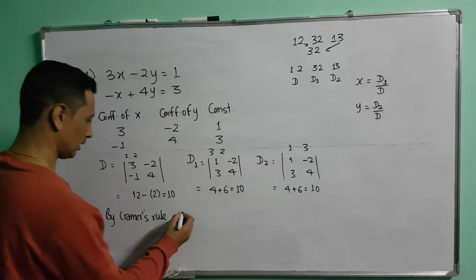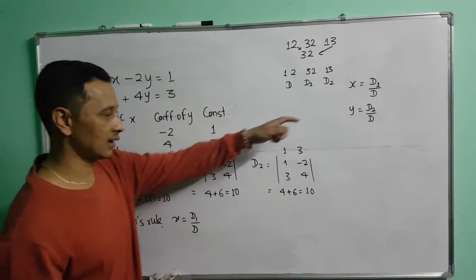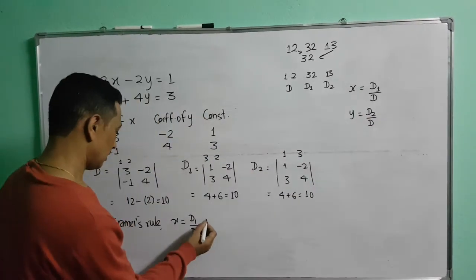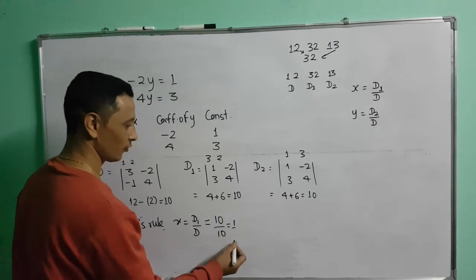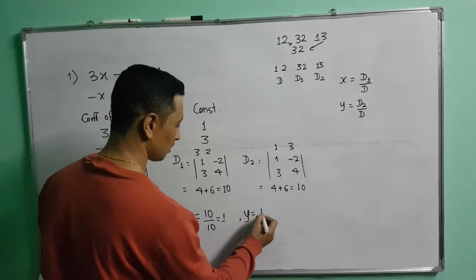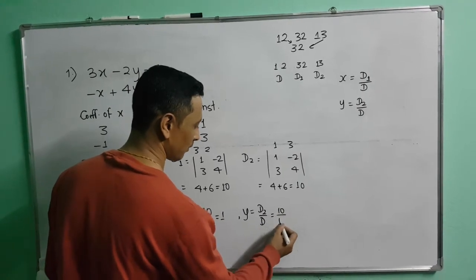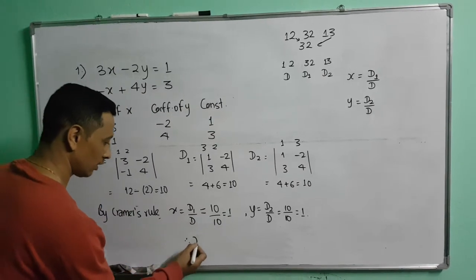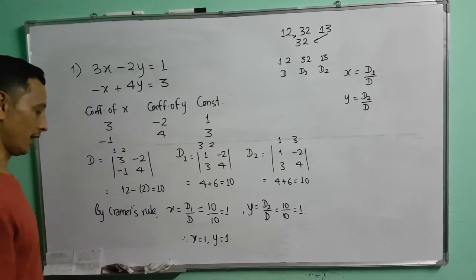Now by Cramer's rule, x equals D1 by D. Like you can see in the formula, x is D1 by D, y is D2 by D. So D1 is 10, D is 10, and x equals 1. And y equals D2 by D, that is 10 by 10, and this equals also 1. So therefore x equals 1, y equals 1.